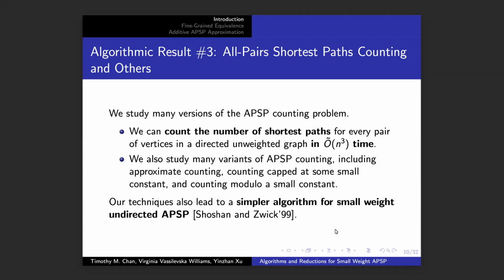Among all the algorithmic results, I will only have time to talk about the all-pairs APSP approximation algorithm. If you are interested in other algorithms, please read our paper.